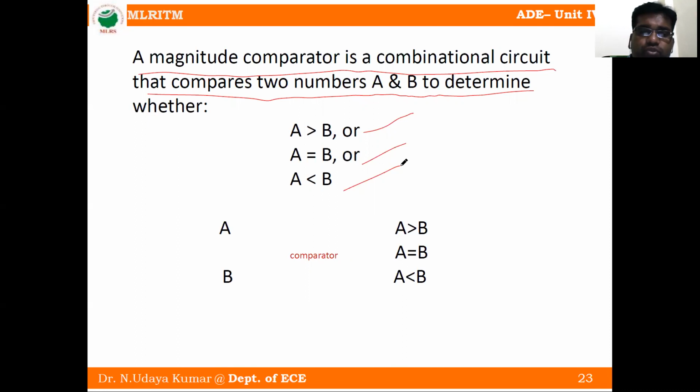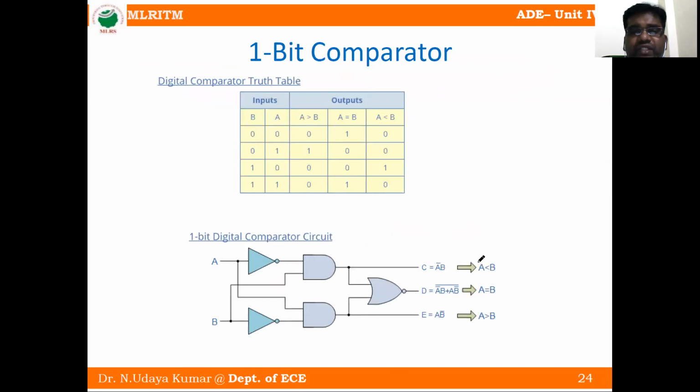So here inputs are A and B. So this one is a comparator. We are comparing whether A is greater than B, A is equal to B, or A is less than B. This is called a magnitude comparator. First we will see the one bit comparator, how it works.